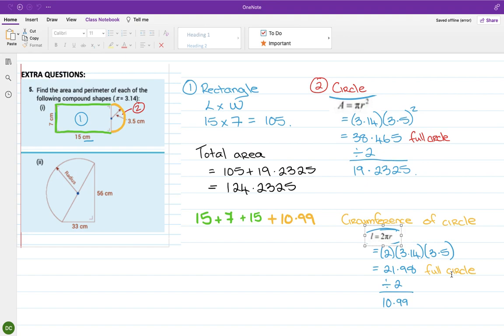And then I've got the full perimeter of the shape. So I add all those up, and I get 47.99 for the total perimeter.